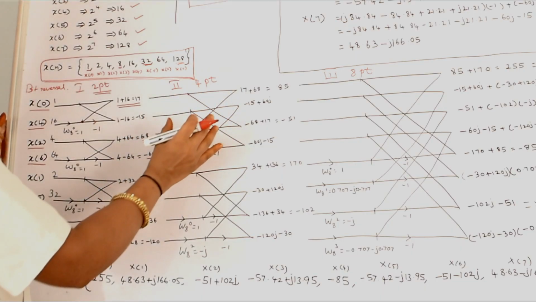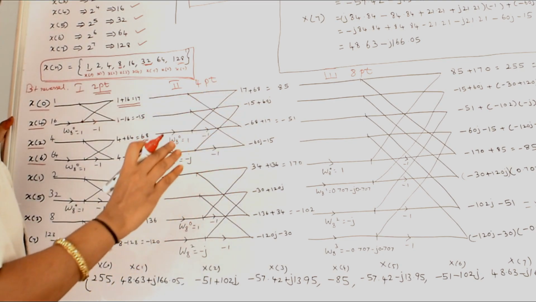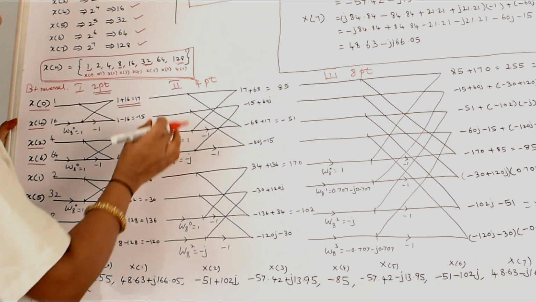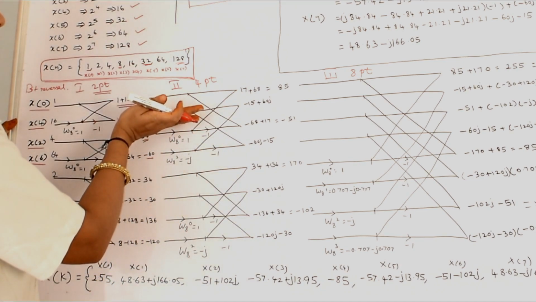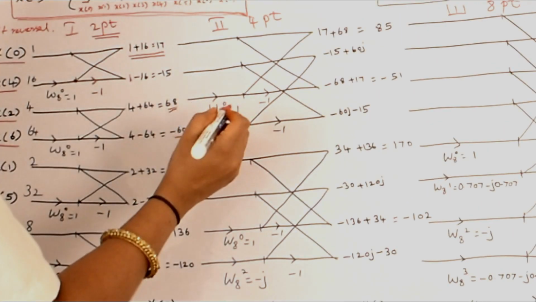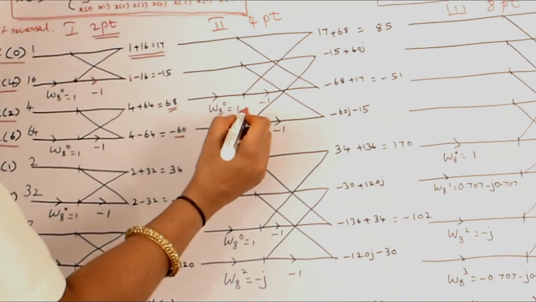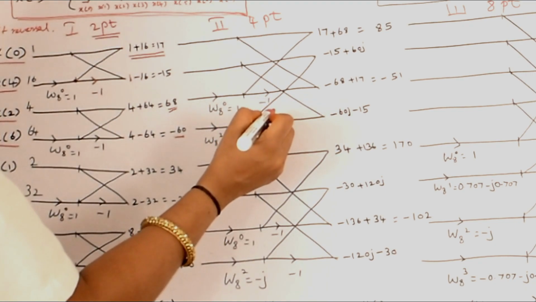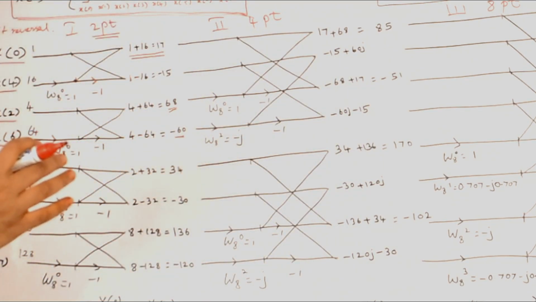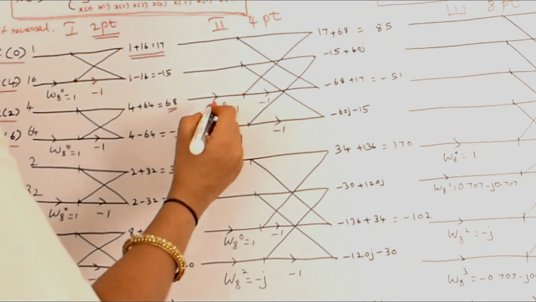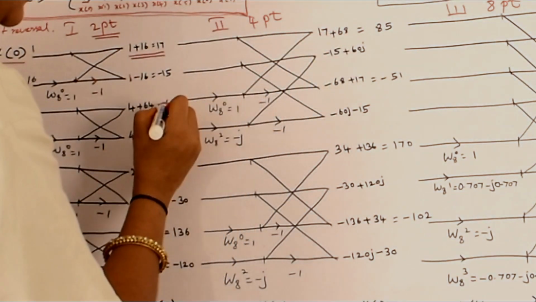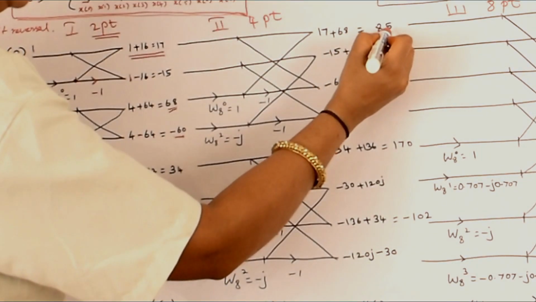Next is the second stage. In the second stage we will have two 4-point DFTs, the first 4-point and the second 4-point DFT. In each 4-point DFT we divide into first half and second half. In the second half we multiply with the twiddle factor value and also by -1. As per the general structure of the DIT FFT flow graph, I have done this. So we consider the input as 17 plus 68, which is 85.